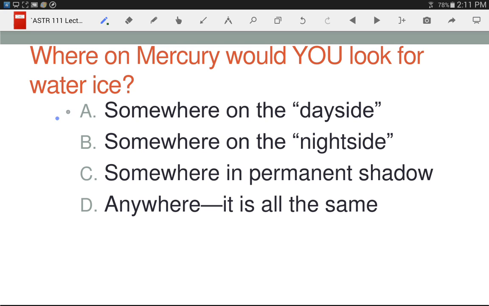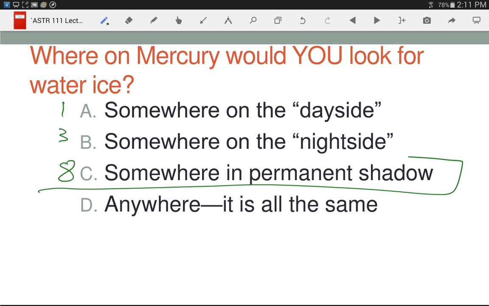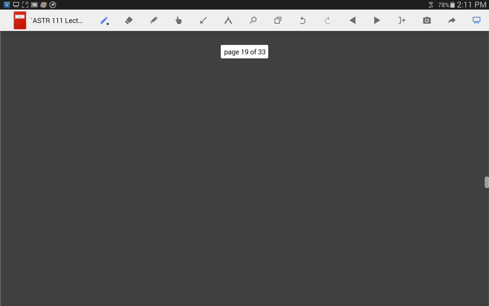All right, we had 1, 3, 8. Somewhere in a permanent shadow. That's where you're most likely to find ice because it's always cold there.